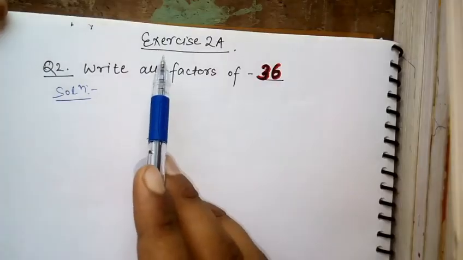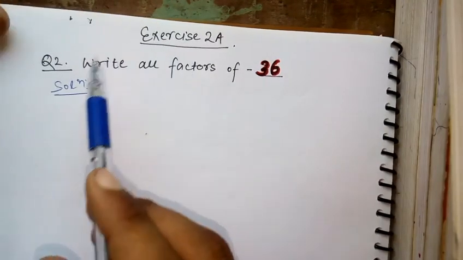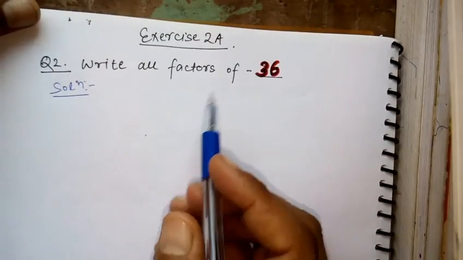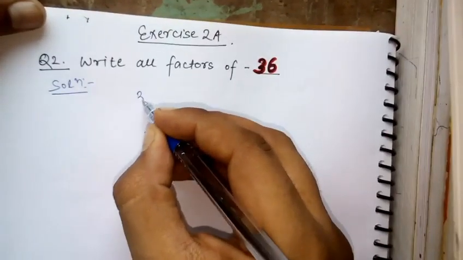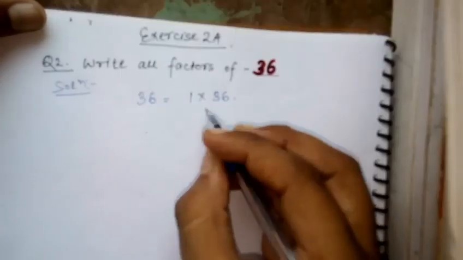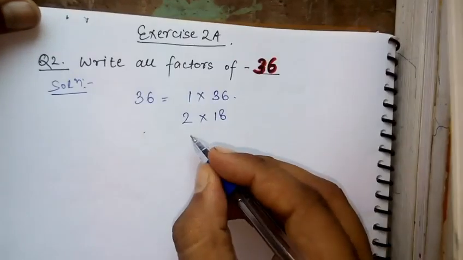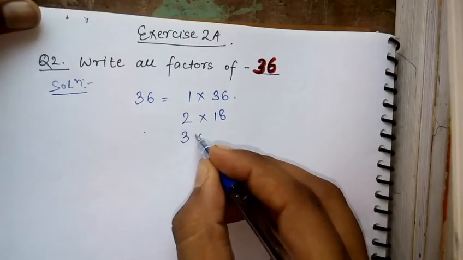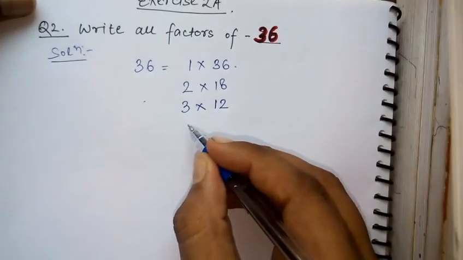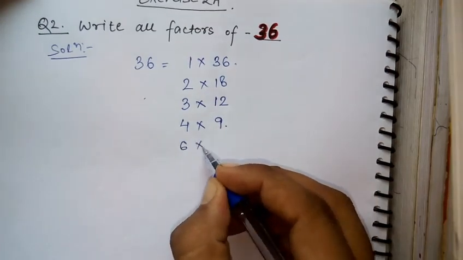Students, let's do some questions of exercise 2A of the chapter factors and multiples. Our first question is, write down all the factors of number 36. We know that we can write 36 as 1 into 36, 2 into 18, 3 into 12, 4 into 9, 6 into 6.